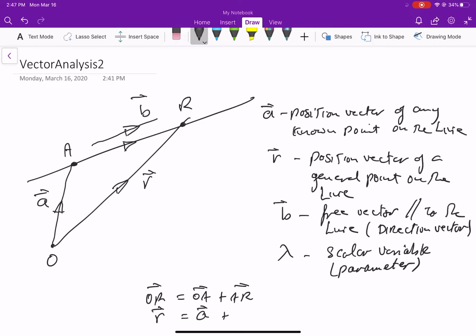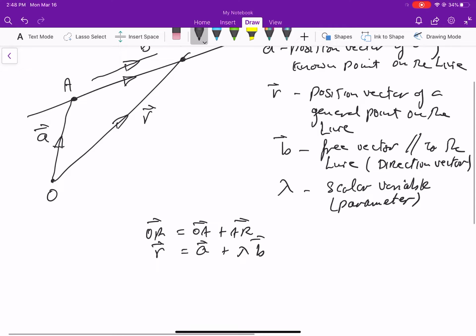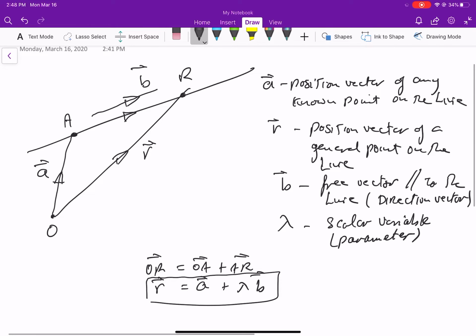And we all know that when two vectors are parallel, one can be written as a scalar multiple of the other. Therefore, r is equal to a plus lambda times b. This is a quotable expression, and it can be used to find the vector equation of a line. You must be very careful that you fully understand what each term in that equation means.